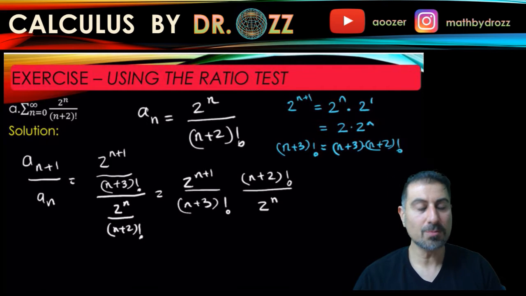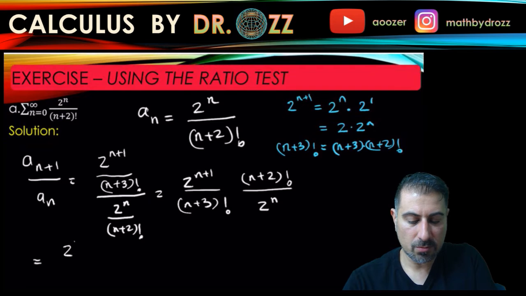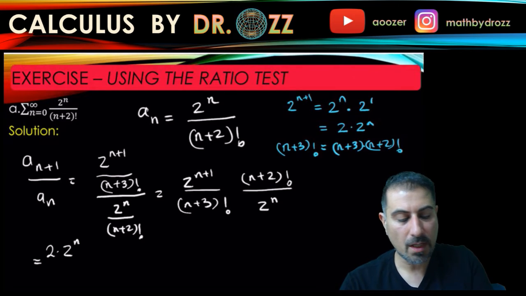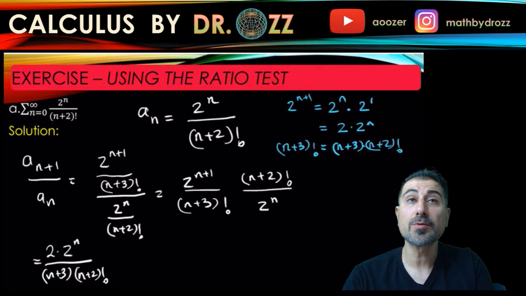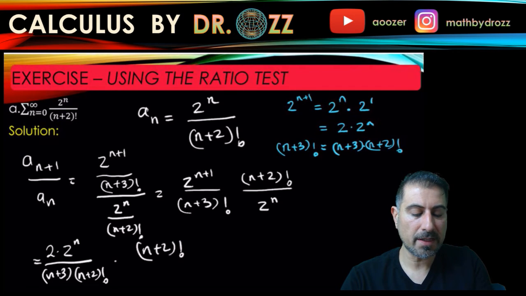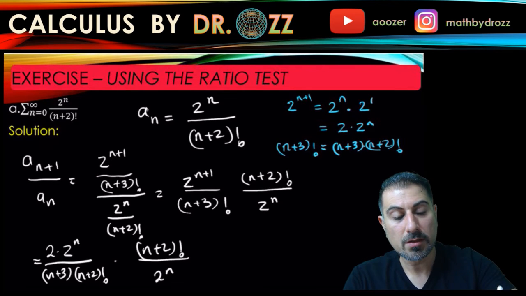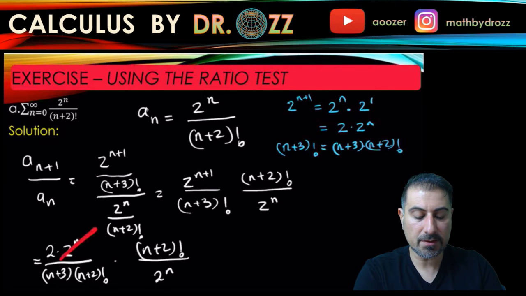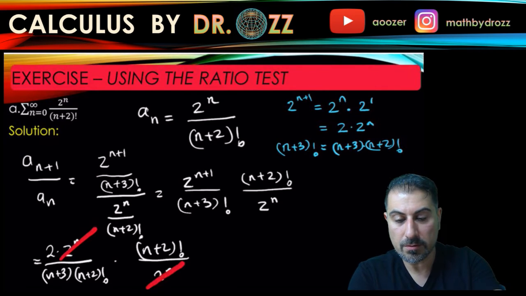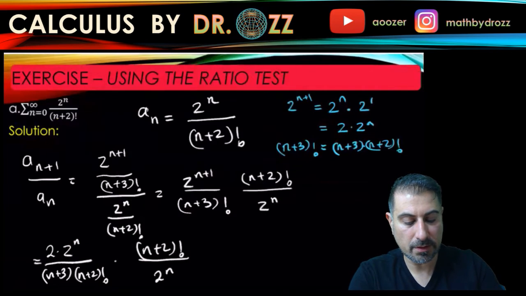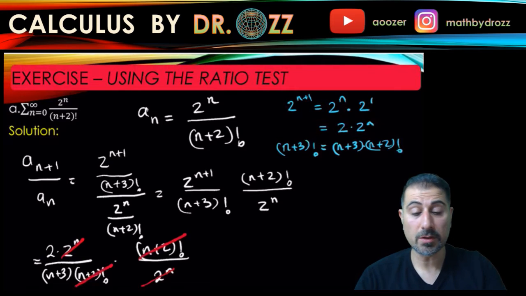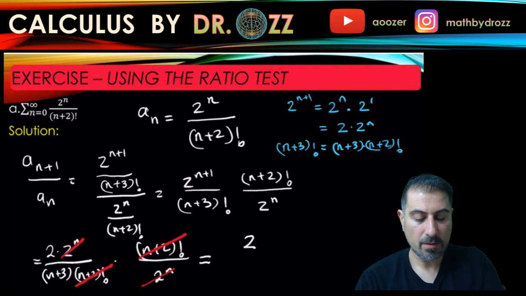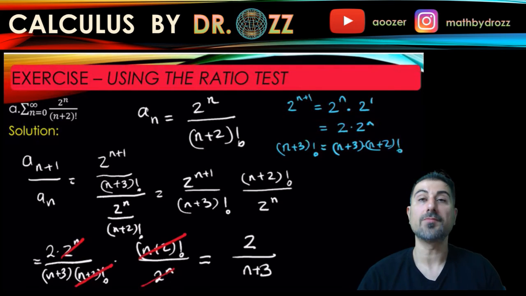Let's use these two properties here. I'm going to switch 2 to the n plus 1 to 2 times 2 to the n, and the bottom here is n plus 3 times n plus 2 factorial, times n plus 2 factorial over 2 to the n. The good news here is that 2 to the n cancels this 2 to the n, and n plus 2 factorial cancels this n plus 2 factorial. At the end of the day, I have 2 at the top, and at the bottom you have n plus 3.